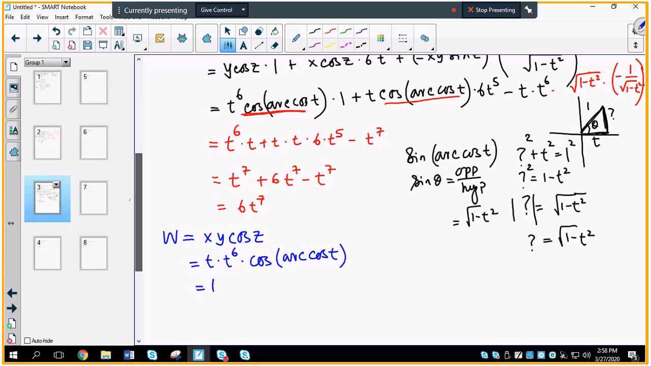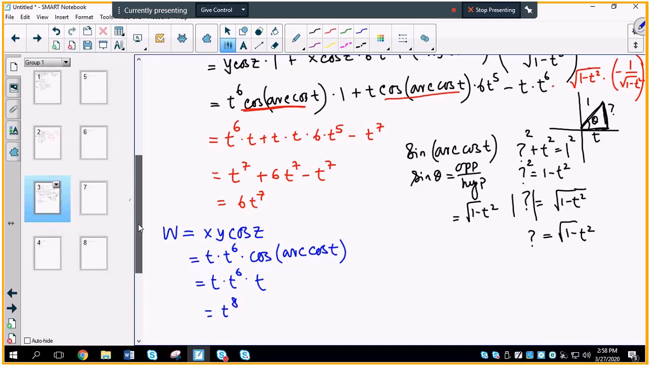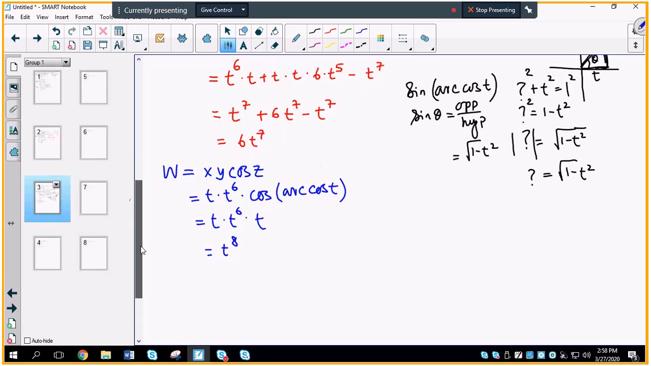So you get t times t to the power 6 times cosine and arc cosine of t being inverses of each other will give you t. So you will get t to the power 8. And then finally, when I simplify this answer for dw dt, I will get that is equal to 8 t to the power 7.